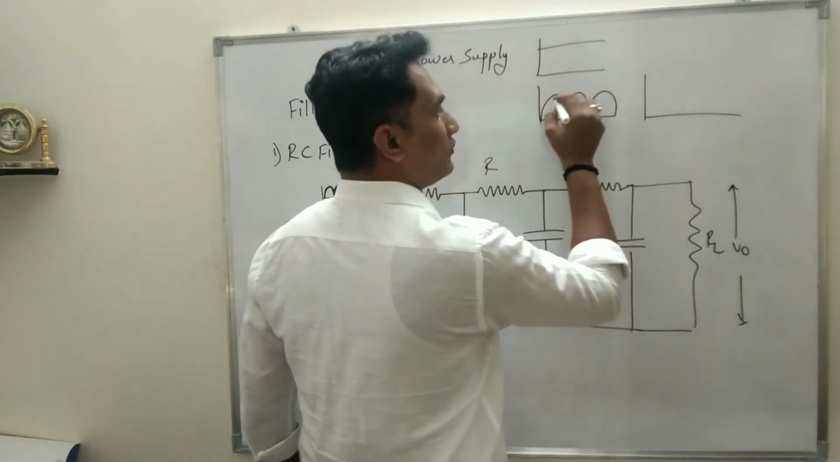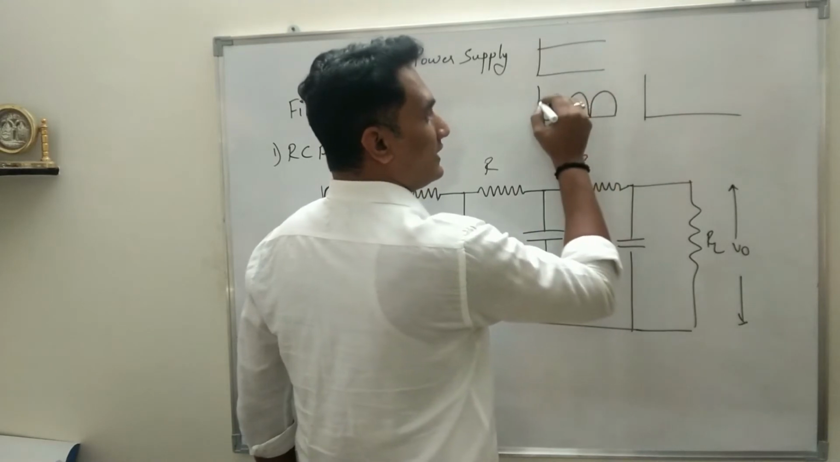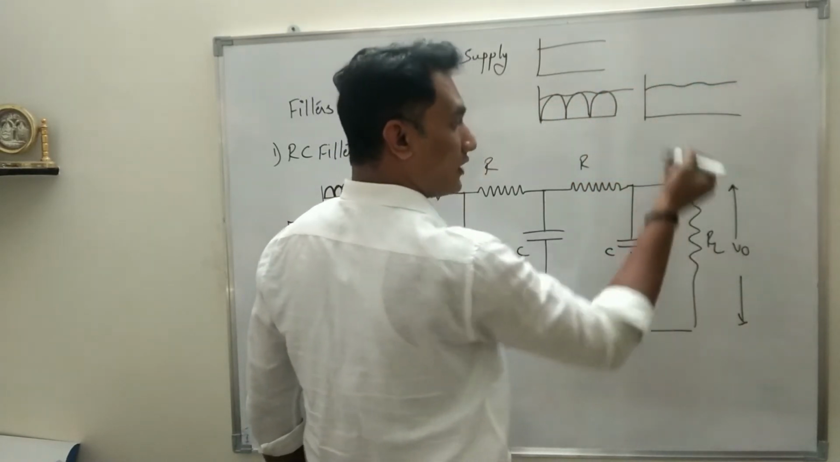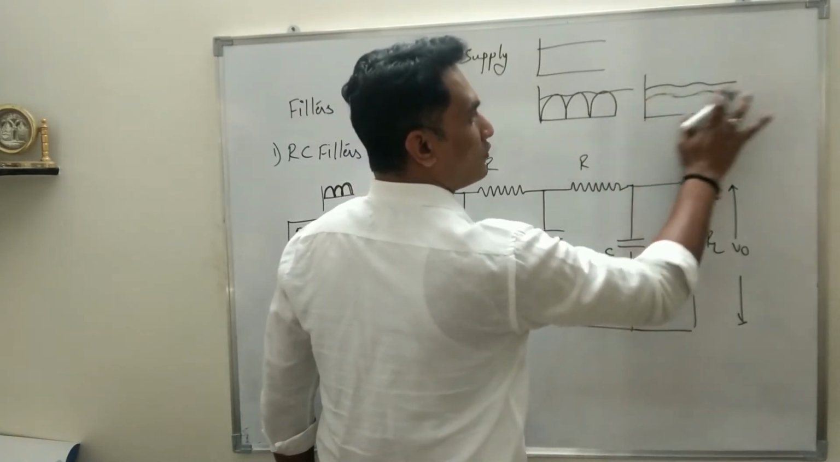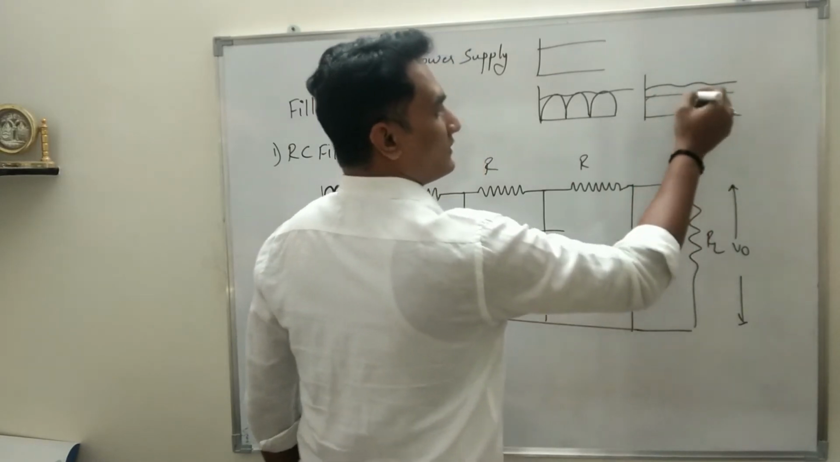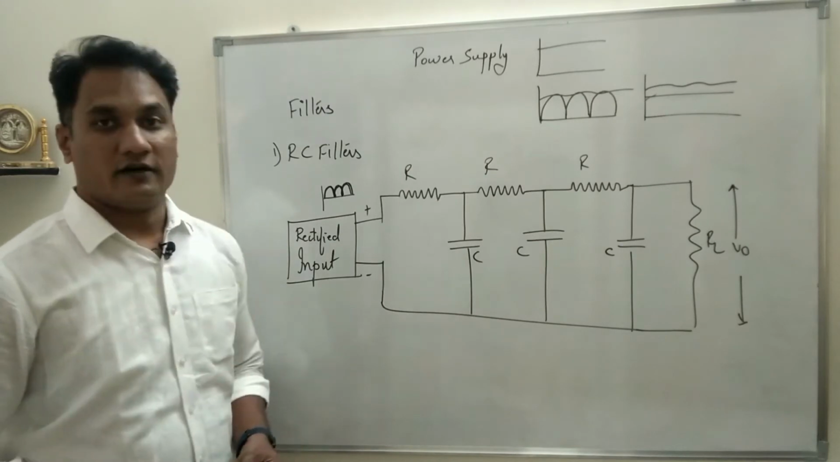For example, for capacitive, inductive and LC filters, you will get a waveform like this, right? The waveform will be like this. But for the RC filter, the amplitude will be small. Almost the output will be a pure DC, but the amplitude will be small. So this is all about filters.